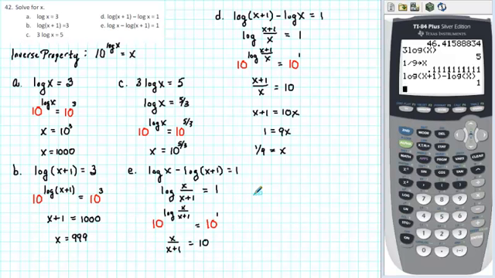So this time we multiply both sides of the equation by x plus 1, and on the right side of the equation we'll be left with 10x plus 10. Subtract 10x from both sides, we get minus 9x is equal to 10. And then divide both sides by negative 9, and we get x is equal to minus 10/9. So let's check. Minus 10 divided by 9, store x.